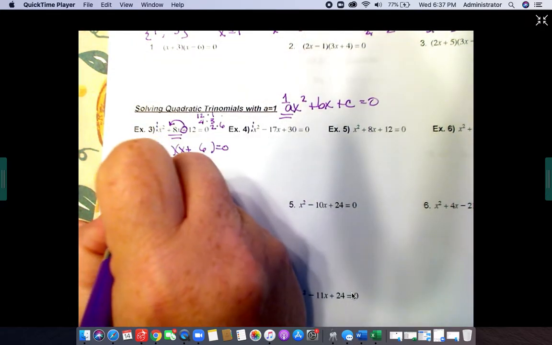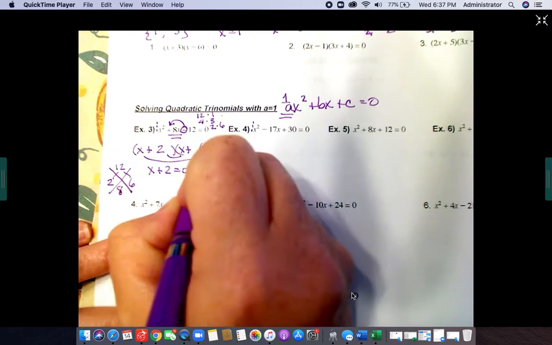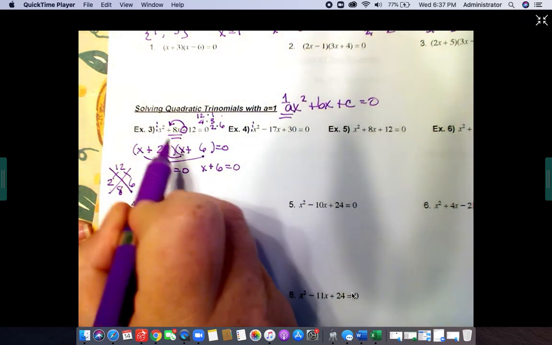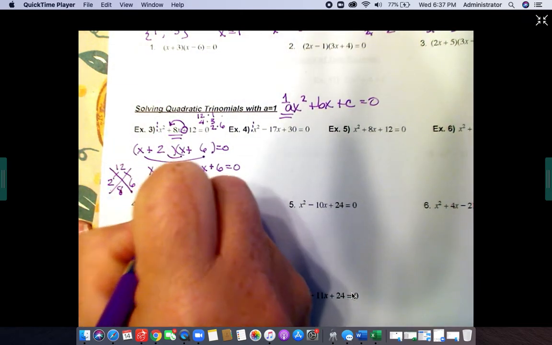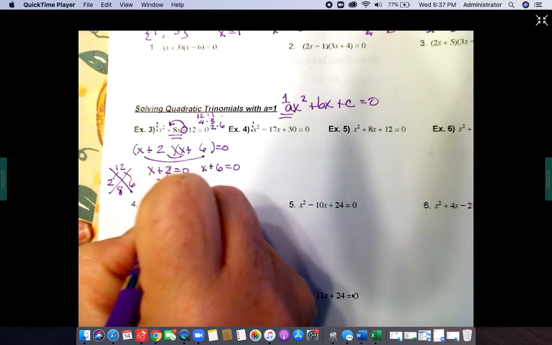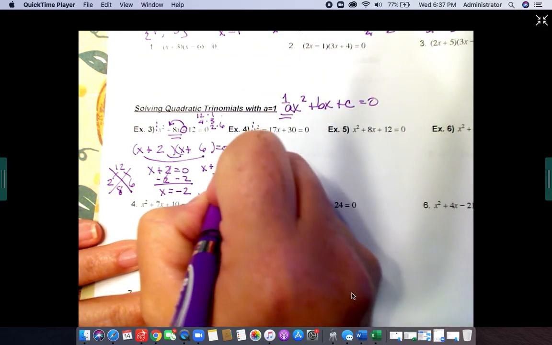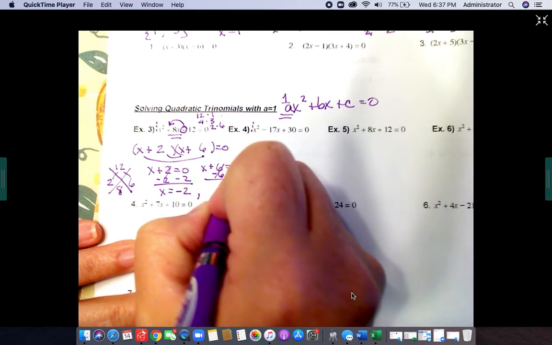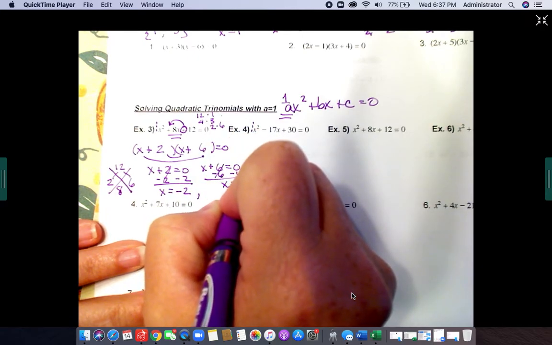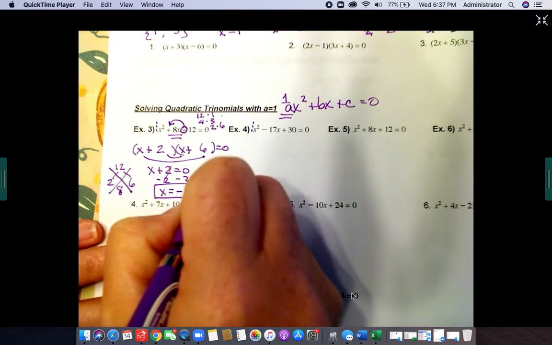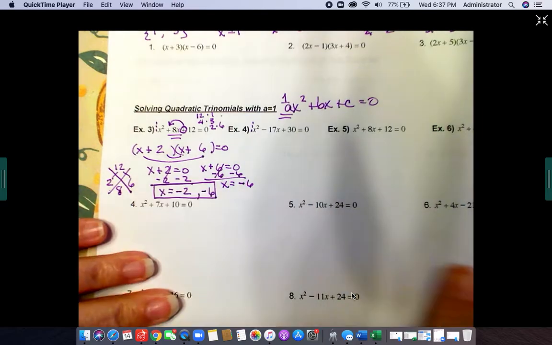So now we have factored, and now our job is to set each factor equal to 0 and solve. Since these are the easy trinomials, these are only one-step equations, so x will equal negative 2, and go ahead and put a comma. If we subtract 6 from both sides, x will equal negative 6. So these are my solutions. X is negative 2 and negative 6, and that's what I would type in Delta Math.